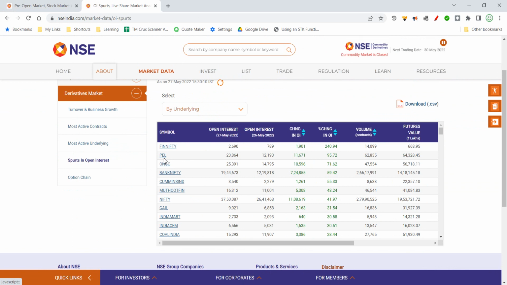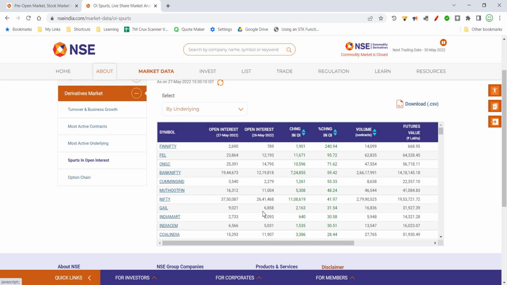Not before 9:30. You should not be looking before 9:30. After 9:30, come over here and check. Piramal Enterprises is one of them. ONGC is another one. So now I will be shortlisting one Piramal Enterprises, two ONGC, probably Cummins Industries, Muthoot Fin, one of them, and the Gale. So these are 1, 2, 3, 4, 5.